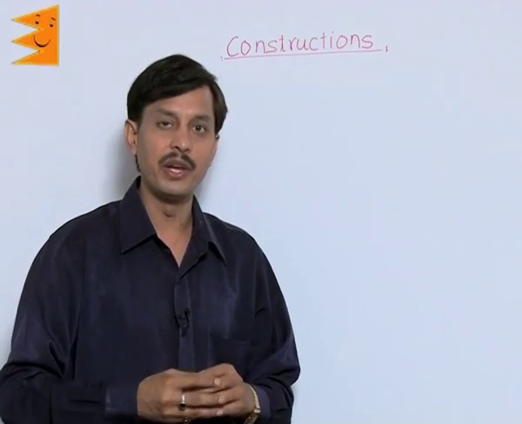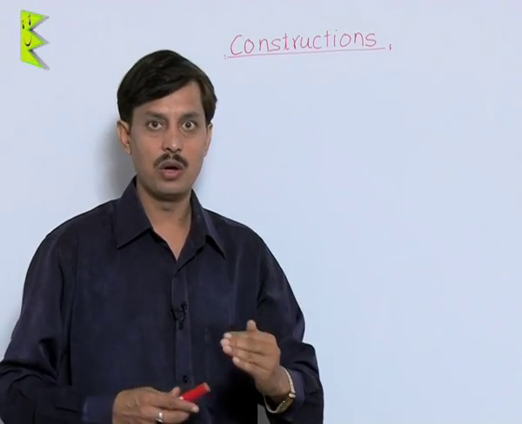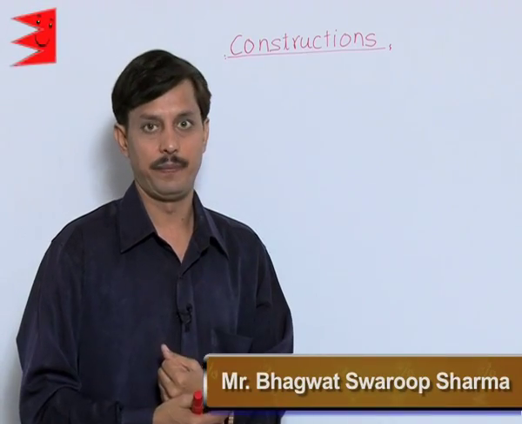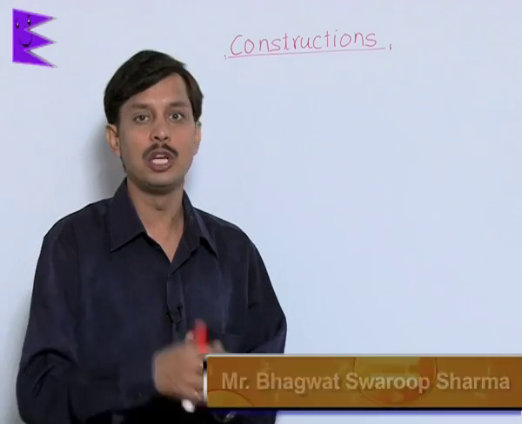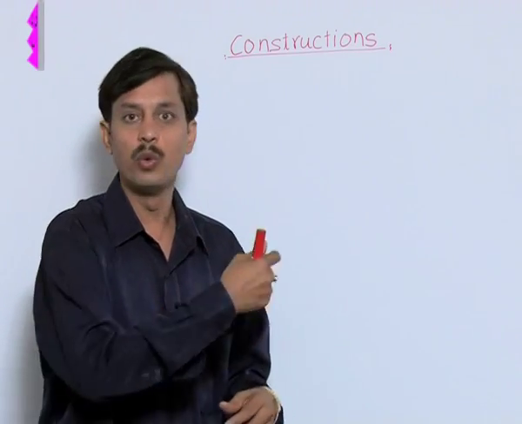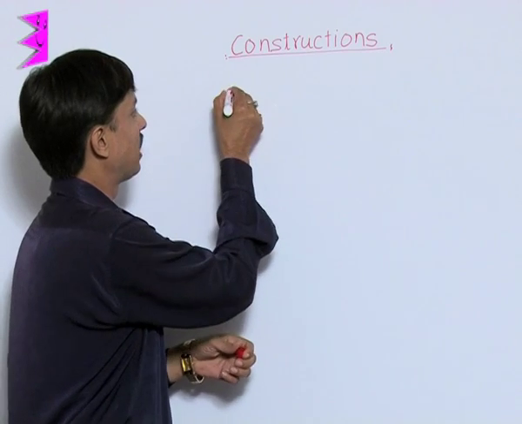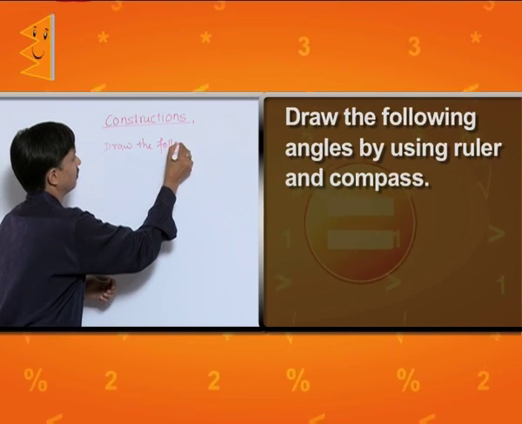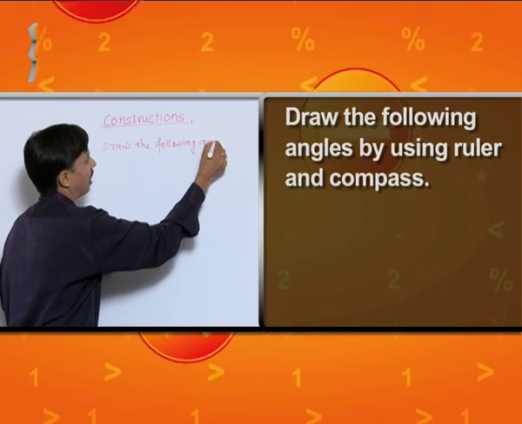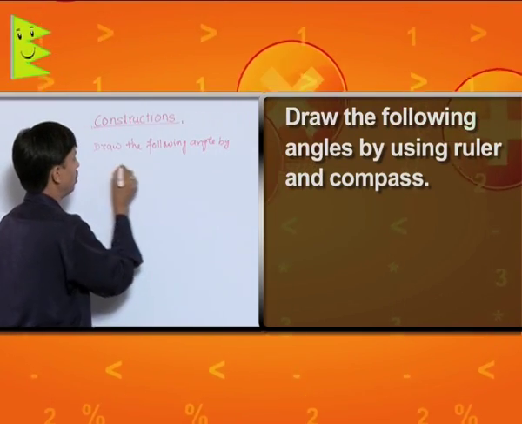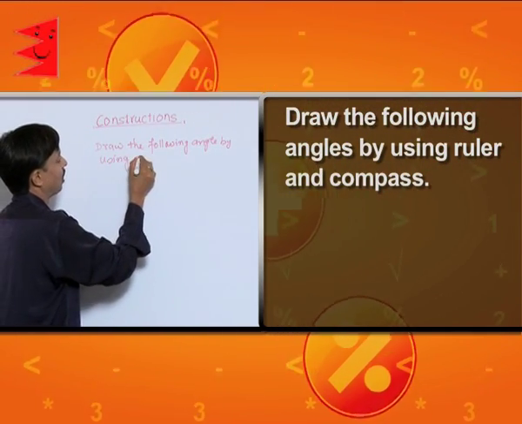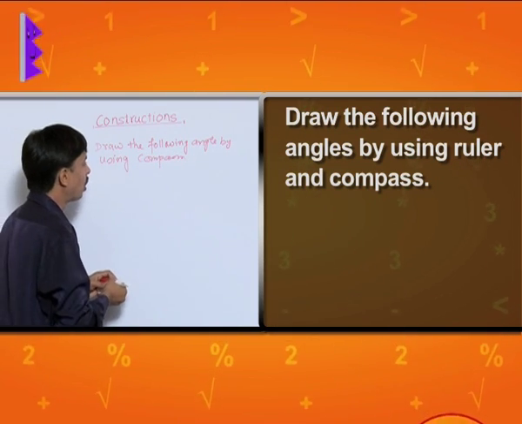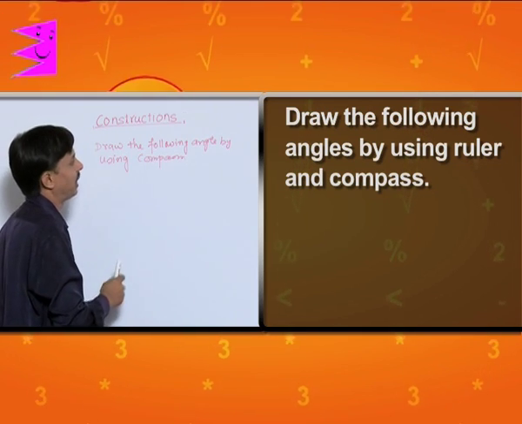Now I want to explain how we can draw a few angles with the help of compass and pencil, that is, without actually using a protractor. If I ask you to draw the following angles by using ruler and compass, how can we go about it?